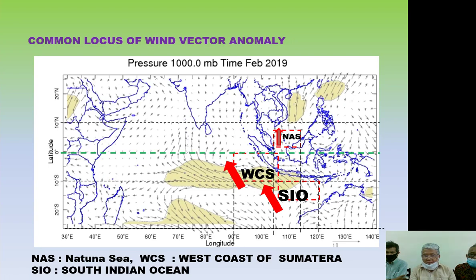On the other hand, Natuna Sea winds move directly away, leaving the Indonesia region. And this is bringing water vapor away from Indonesia and resulted in drought in the Indonesian region.